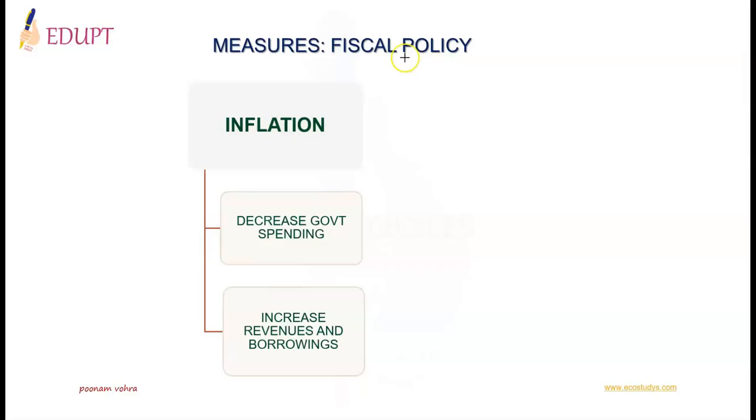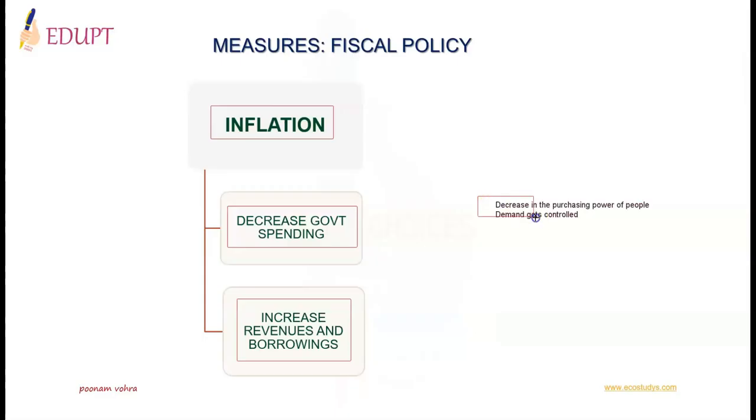So far as fiscal policy is concerned, in order to control inflation, government needs to decrease the government spending because by doing so, there will be less disposable income in the hands of general public, money supply gets reduced, and there will be control in demand for the goods and services. Also, government needs to increase its revenues by having a rise in the tax rate. Both these measures result in decrease in the purchasing power of people and excess demand gets controlled.